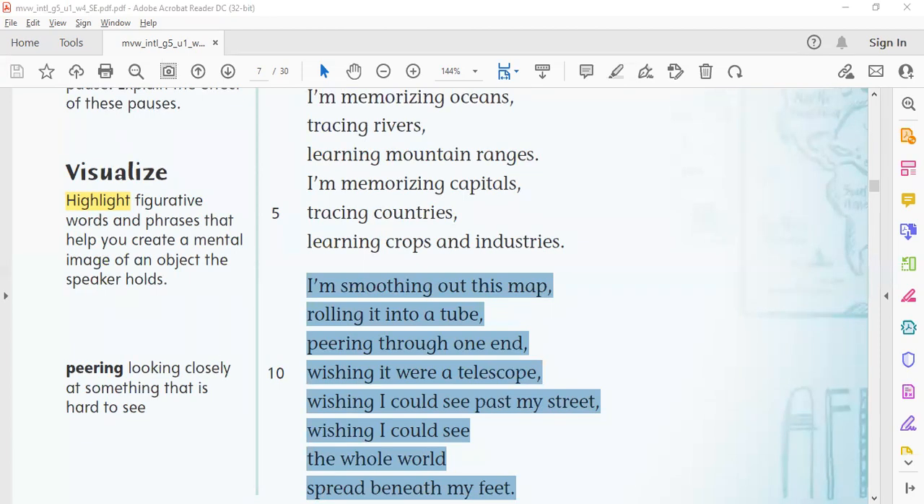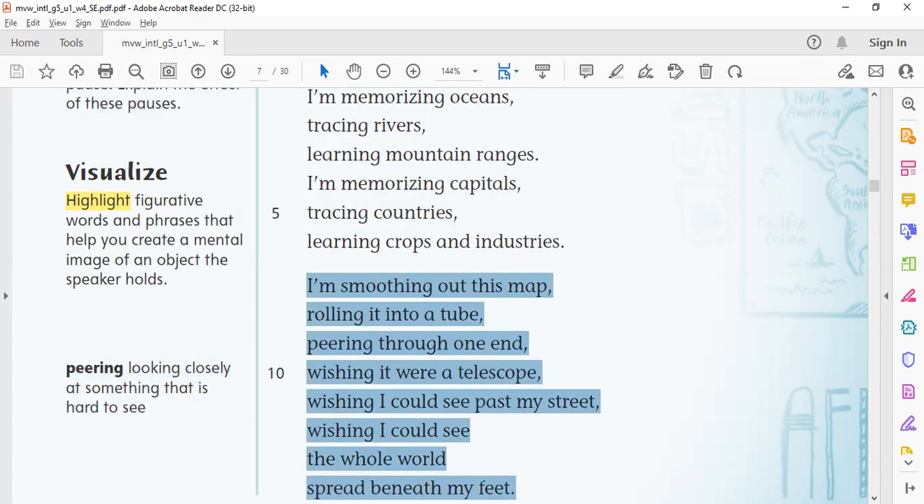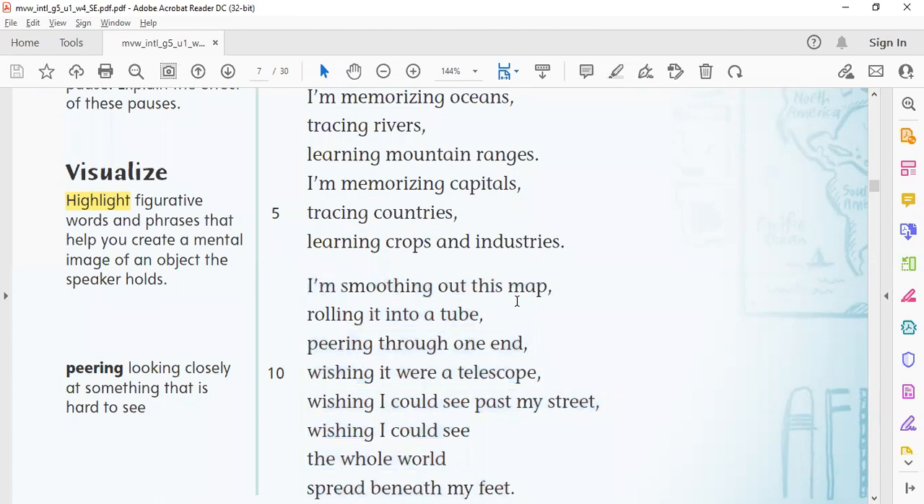Okay, so as you can see, guys, in the first stanza, she talks about her love to study and to know things about the world. In the second stanza, she states that she wants to go out into the world and discover it. Also, she turned her map into a what? Into a tube by smoothing it. Okay. The meaning of tube.